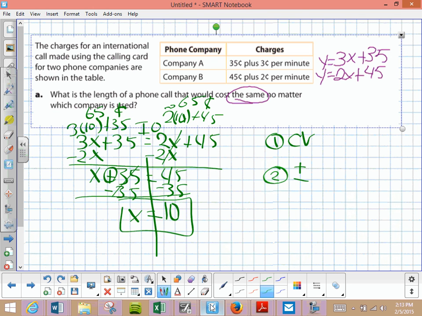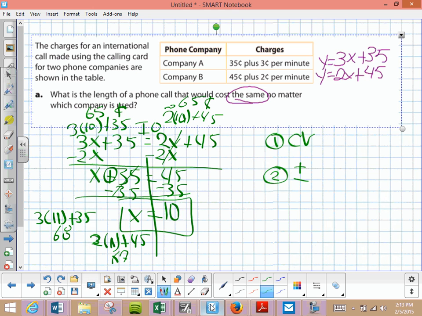That's when they meet. So if I plug in 11, what do you get for this one? You get 3 times 11, which is 33, plus 35. What do you get? 68. And the other one is 2 times 11 is 22 plus 45. What do you get? 67, which is less than 68, right? That means that after 10 minutes, company B is a lot cheaper, right? Not a lot, but it's cheaper.